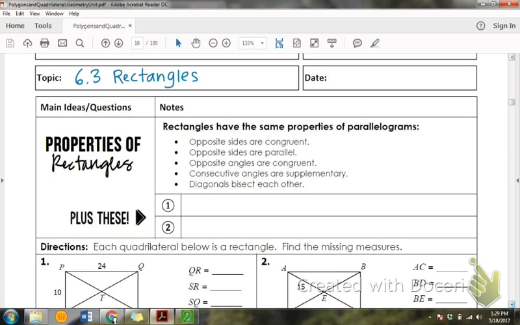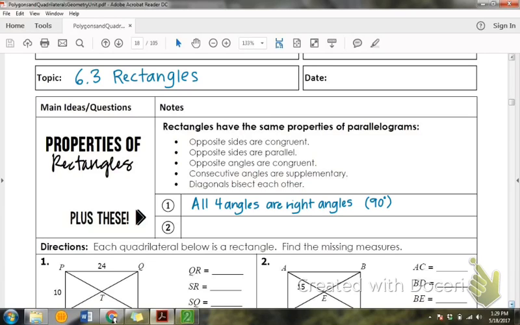But then we have two more things that have to do with rectangles that aren't necessarily parallelograms. The first one is that all four angles in a rectangle are right angles. So all four angles are right angles. And if they're right angles, what does that mean? They're 90 degrees, and they are all the same, right?